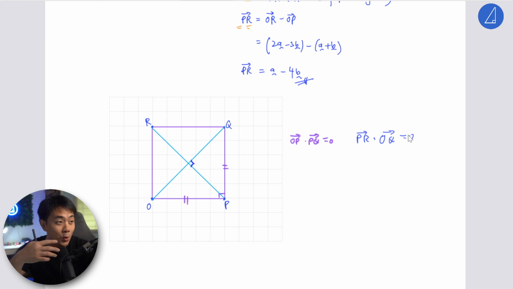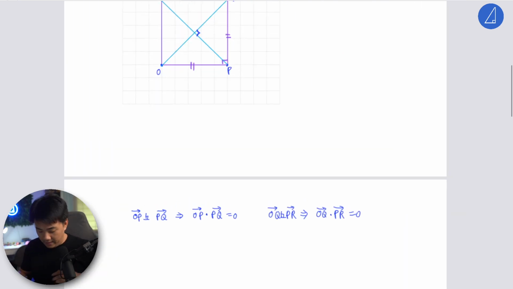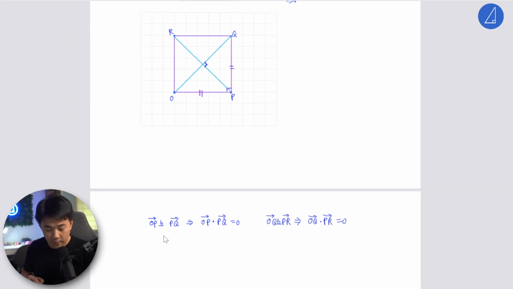I just know that we need two scalar products. These are the first two that I could think of. So this is what I get. OP is perpendicular to PQ, so the dot product will be 0. Then the diagonals OQ are also perpendicular to each other, so the dot product will be 0.